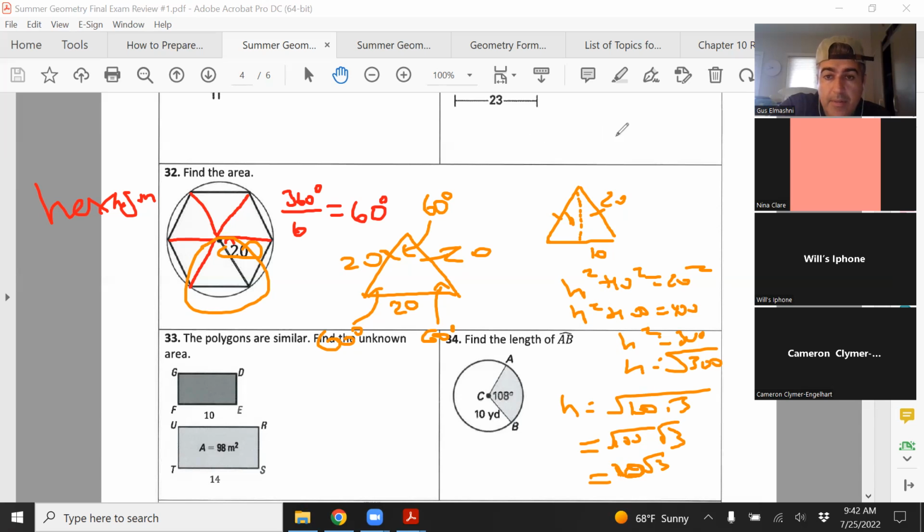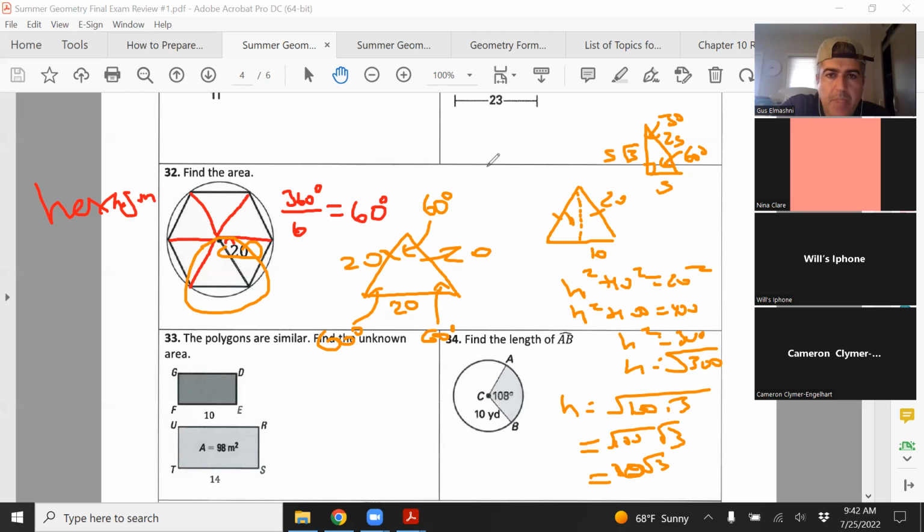Now, if you so desire, you could also use the 30-60-90 ratios, which we did talk about in this class. That's 60, that's 30, that's 2s, that's s root 3. So you can do that too, 20, 10, 10 root 3. That works. Okay, so you got 10 root 3.